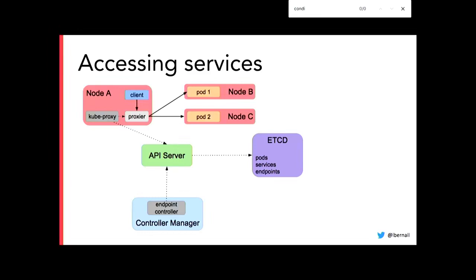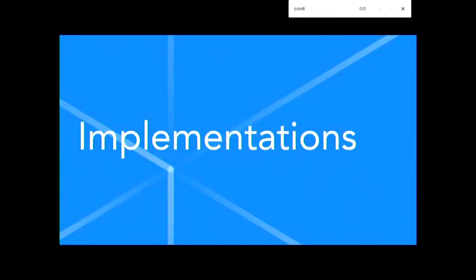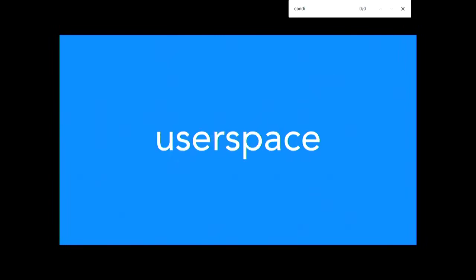Okay, so I'm a client, I'm trying to talk to the echo service I mentioned earlier, I'm sending traffic to the virtual IP, and the proxier is going to route me either to pod 1 or pod 2 in my example. So there are different implementations of the proxier. The initial implementation was a user space implementation. So you can see this as an HAProxy, for instance. So you would have a local proxy running, and all traffic would be running through it.